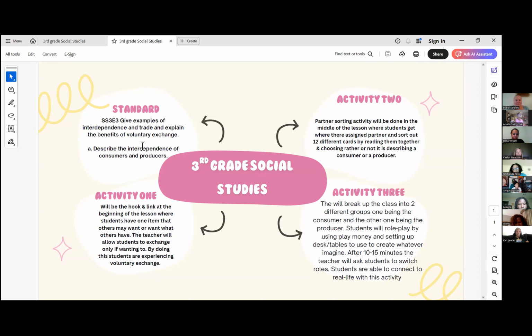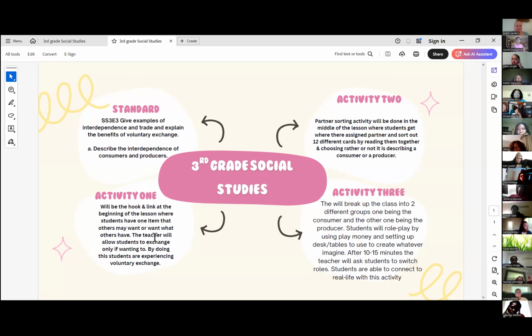I did a third grade standard. The standard was to give examples of the interdependence in trade and explain the benefits of the voluntary exchange. So my activity one that I put in my lesson plan included the hook and link, but it's where the teacher would give them an item. So it'd be like a cool eraser, a cool pencil, or a cool little snack. And the teacher will allow students to exchange only if they're wanting to. And this will give the students experience of voluntary exchange at the beginning of the lesson.